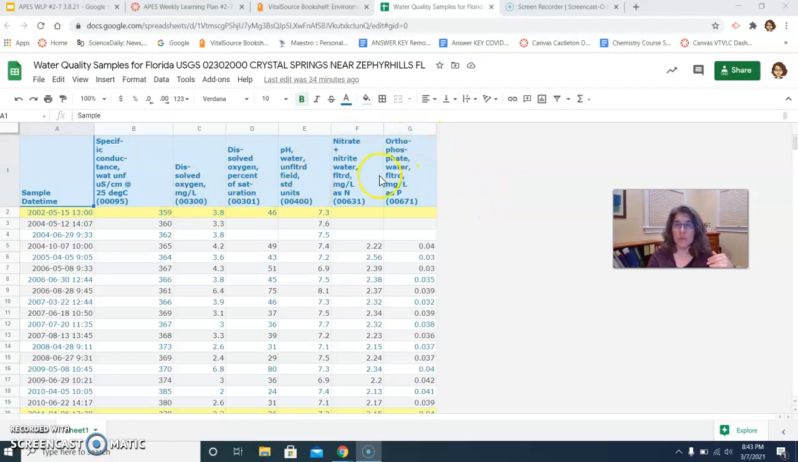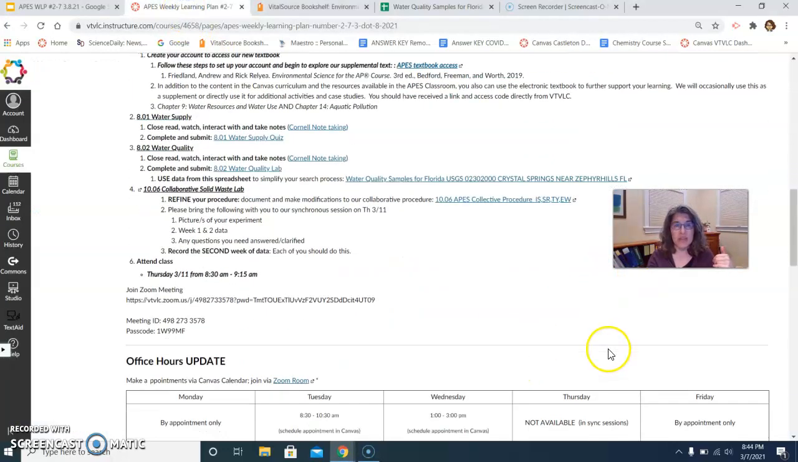So you're going to be choosing, again, one of these parameters, and you're going to be constructing a graph to represent the trends over time and then doing some interpretation of that. And then what you'll see below that, so that was job number 2. Job number 3 is to continue to work on your collaborative solid waste lab, making sure you're bringing a picture and the data with you to class on Thursday. And then the 4th job is to attend class.